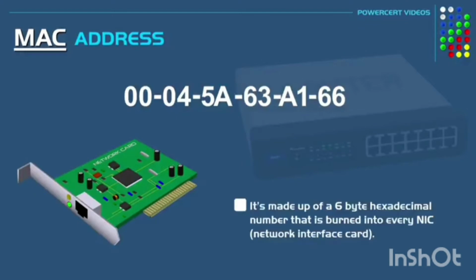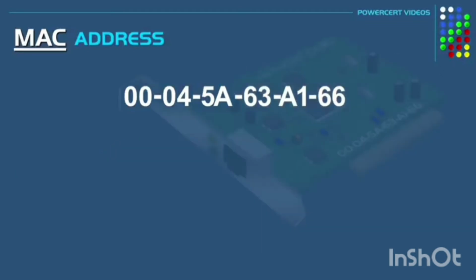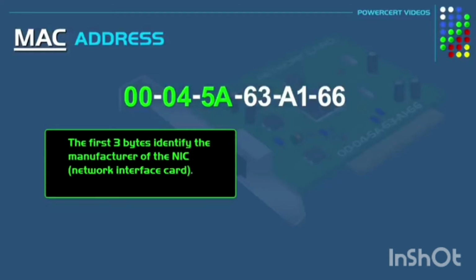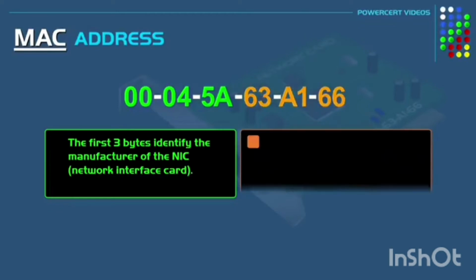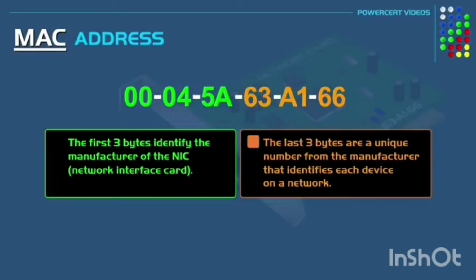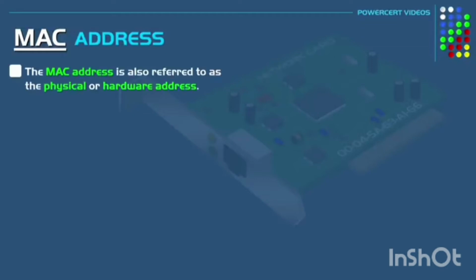The MAC address is made up of a 6-byte hexadecimal number that is burned into every NIC by its manufacturer. The MAC address can contain any number, and it also contains letters from A to F. The MAC address is broken up into two parts. The first 3 bytes identify the manufacturer of the NIC, such as Linksys, TP-Link, and so on, and the last 3 bytes are a unique number from the manufacturer that identifies each device on a network. The MAC address is also referred to as the physical address or hardware address.